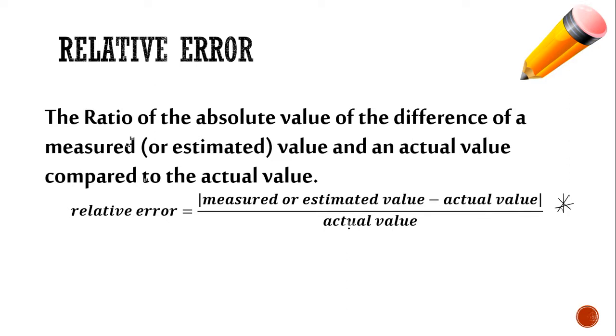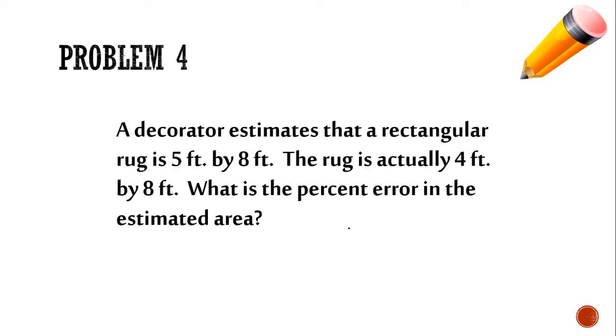So let's take a look at two problems like this. So problem 4 is about a rug decorator. He estimates that a rectangular rug is 5 feet by 8 feet. The rug is actually 4 feet by 8 feet, so he was about a foot short. Not too bad. What is the percent error in the estimated area? So they want to know about area though. So I need to find the area of my two possible rugs.